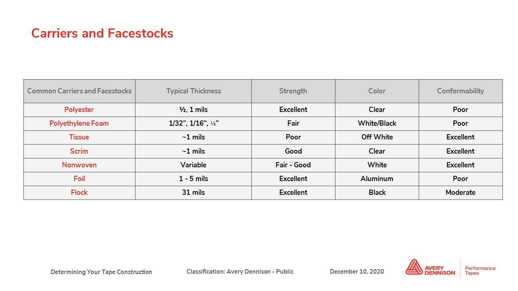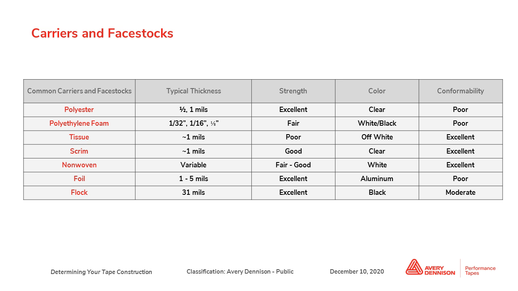Next up, we have scrim. Scrim is interesting. It's like a fiber material that's in an open grid pattern. It's kind of woven. It almost looks like fishing line that's been sewn together in a grid-like pattern. Its typical thickness is about 1 mil. And it has similar properties to tissue in the fact that it has excellent conformability. Now, what's great about scrim versus tissue, though, is that it has great tensile strength as well.